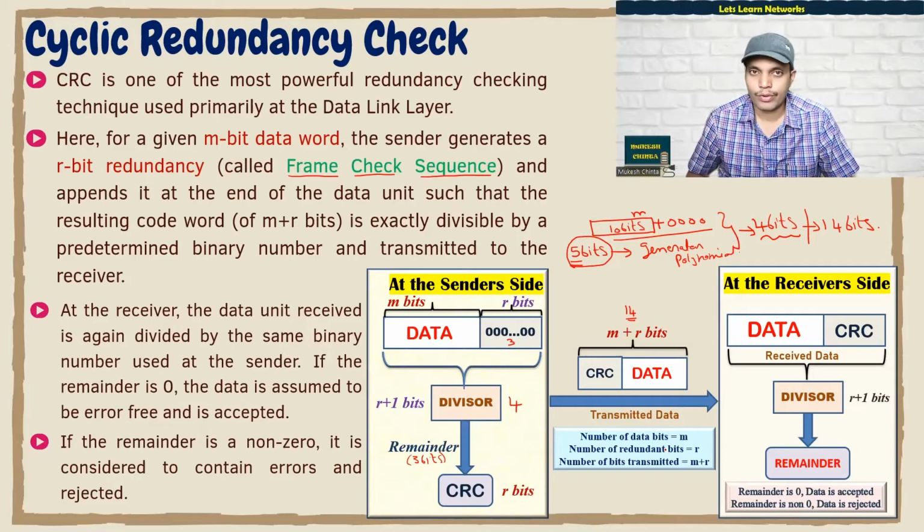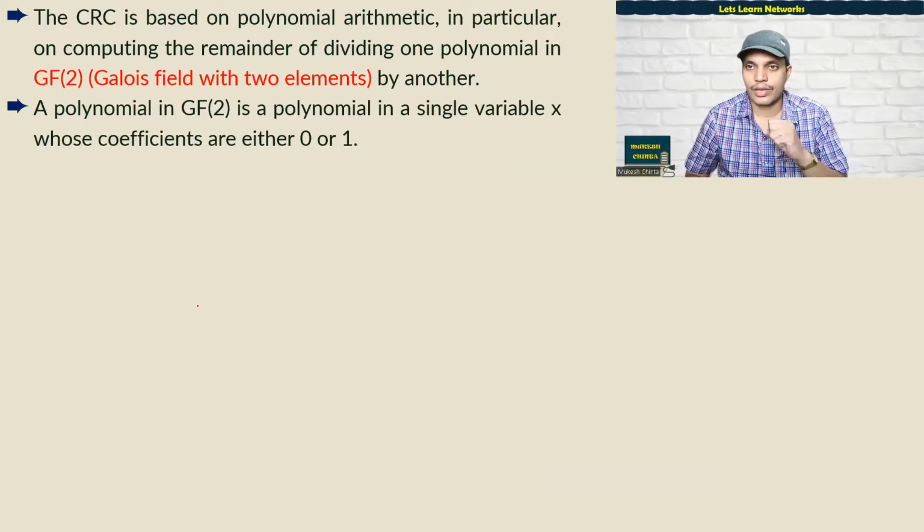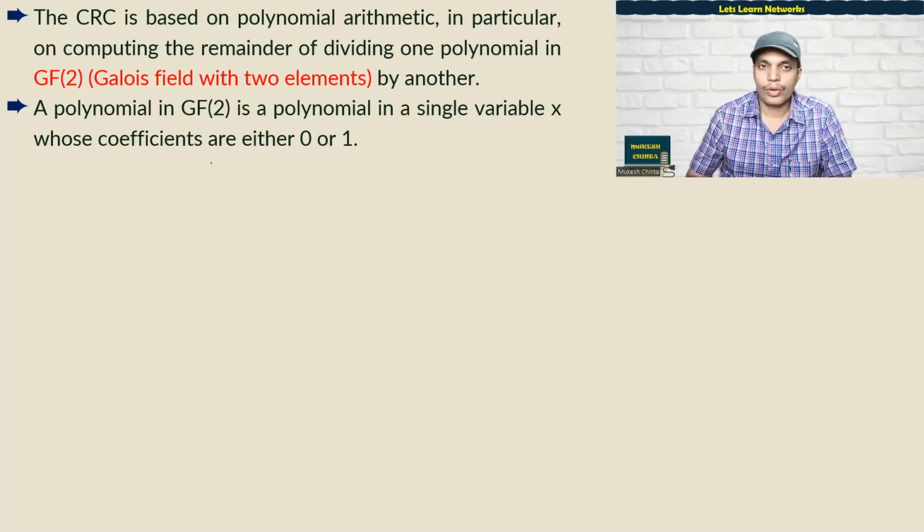To put it in perspective, the CRC is actually based on polynomial arithmetic. In particular, computing the remainder of dividing one polynomial in GF(2), which means a Galois field with 2 elements, by another. So if you divide one polynomial by another with respect to the Galois field 2, that is what we are actually doing in a cyclic redundancy check.